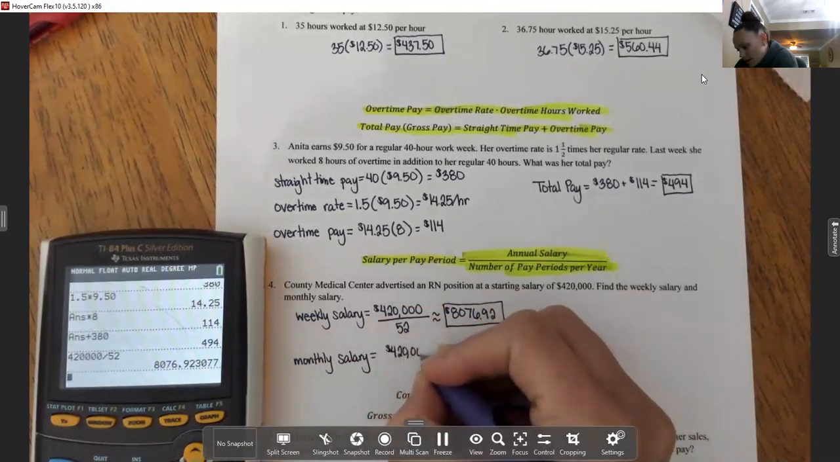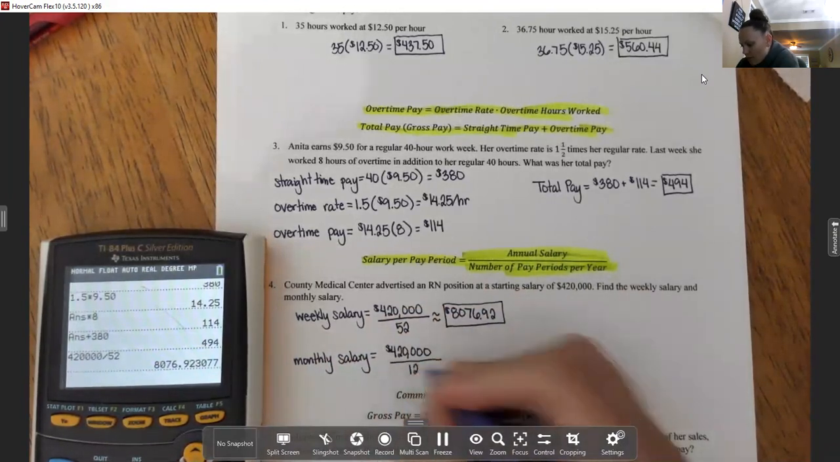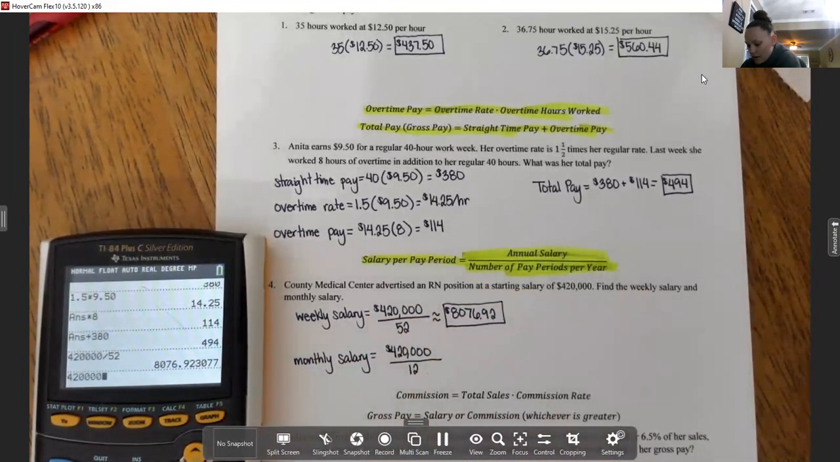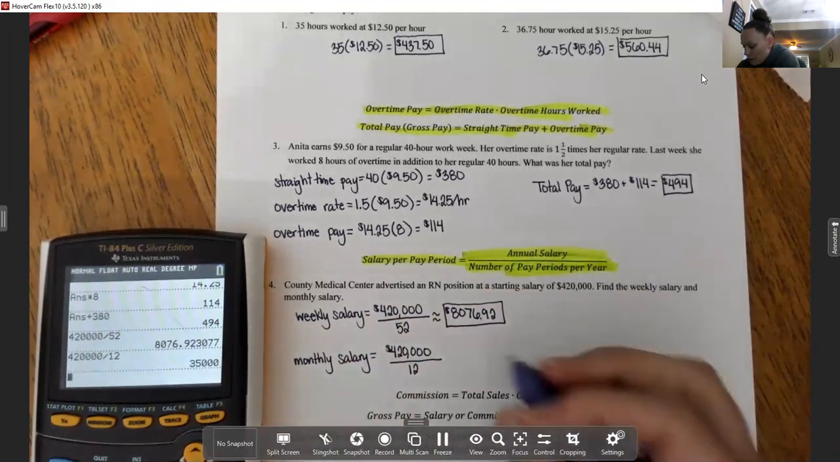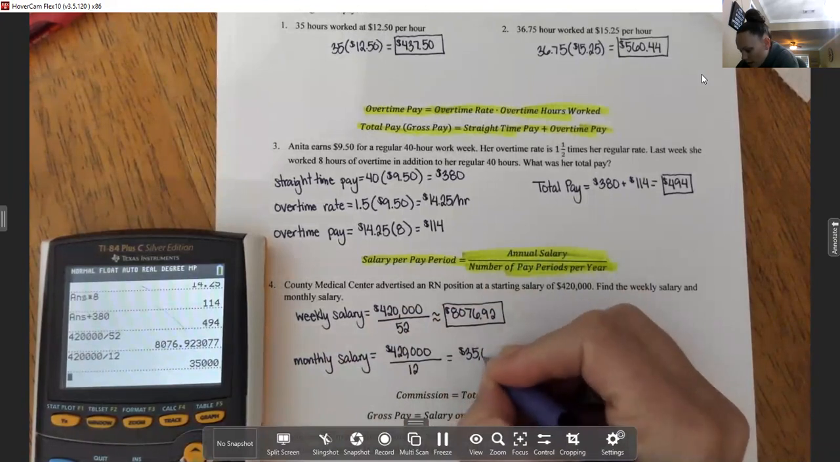And monthly salary, instead of dividing by 52, we divide by 12 because there are 12 months in a year. That's $35,000 a month.